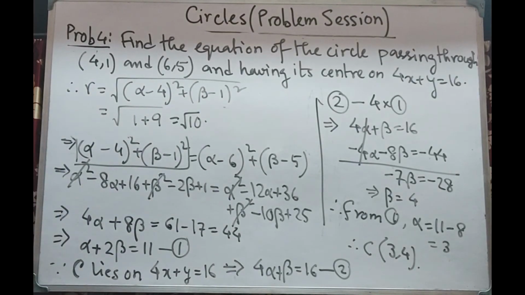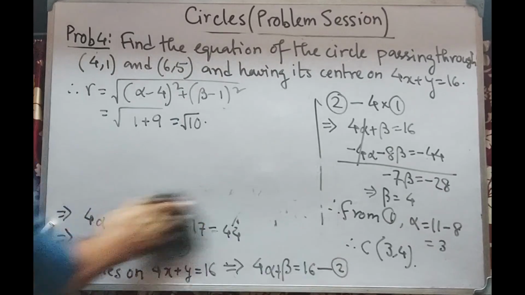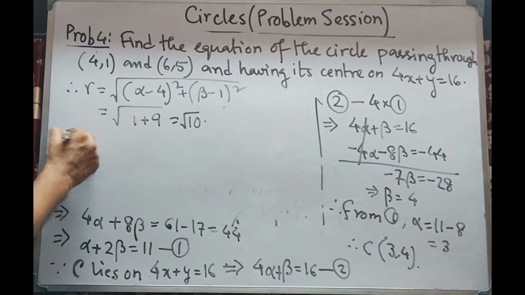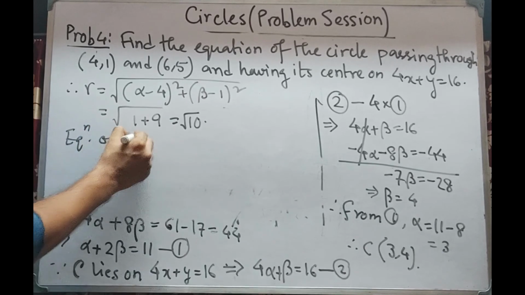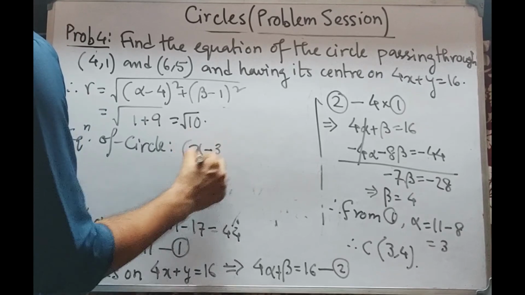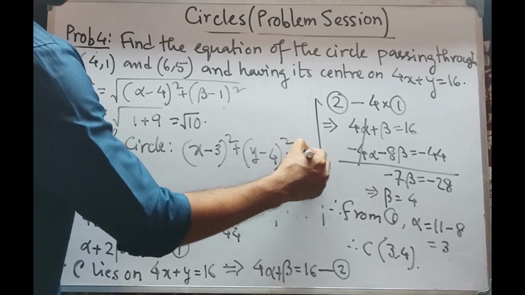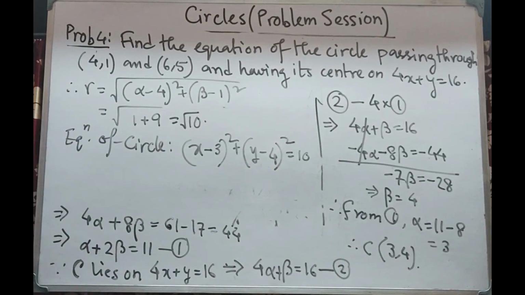So center and radius we are having, we can easily write the equation, and the equation should be (x minus 3) whole square plus (y minus 4) whole square is equal to 10.